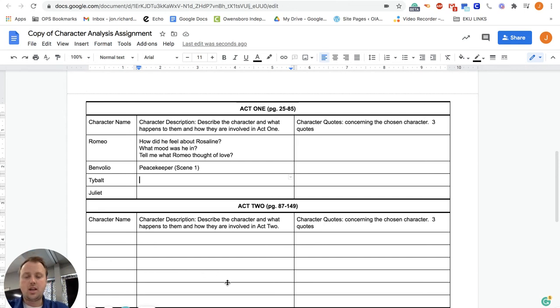And then Tybalt, tell me about how Tybalt is the hothead, the troublemaker. And then finally, tell me a little bit about Juliet. We didn't get to see a ton of Juliet in Act 1, but you can tell me how she is young and she is promised to the prince.